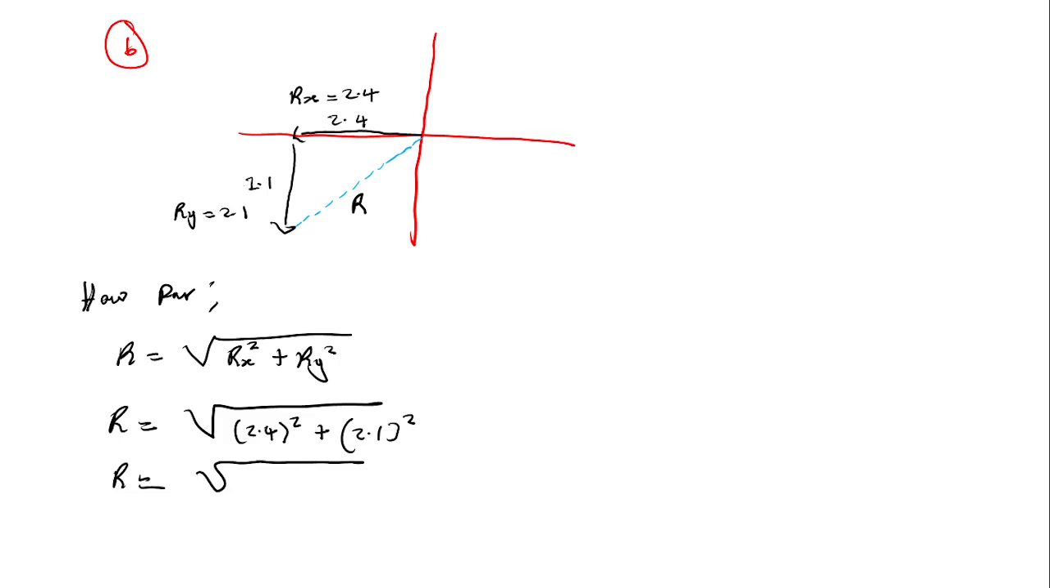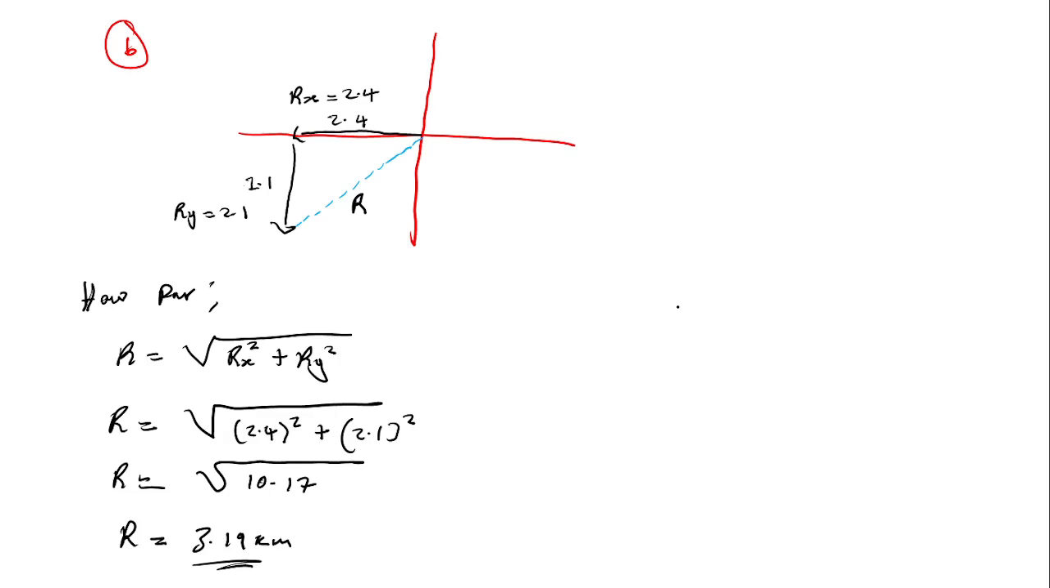What are you guys having? 2.4 squared plus 2.1 squared? 10.17. And then the square root of that? 3.189. Okay, so 3.1 kilometers. So that's our final answer.